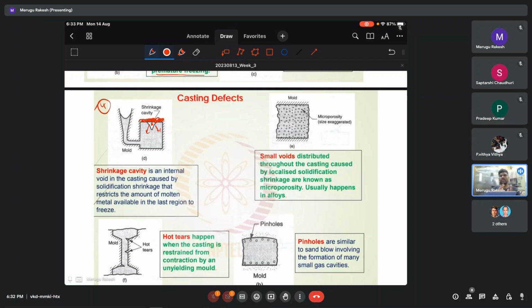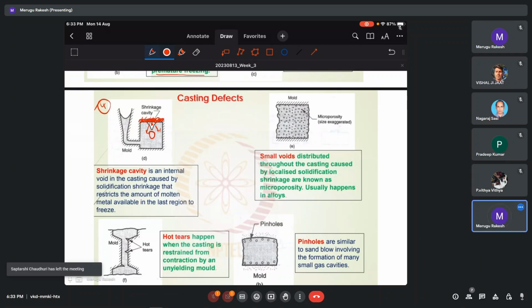Suppose the top portion also had sand, then you would see that shrinkage at the center. This is also called a hot spot. Wherever we have a hot spot, there is a chance that shrinkage can happen there, because that is the only point that stays liquid, the final material to remain in liquid state. If it is in liquid state, then it will supply material if there is a shrinkage. Okay, so that is the shrinkage cavity.